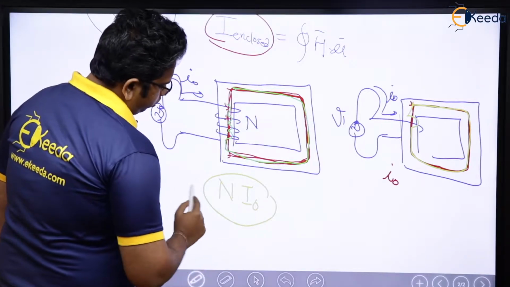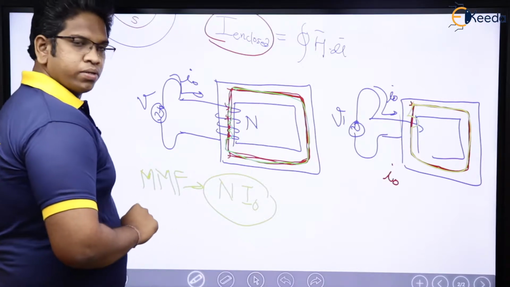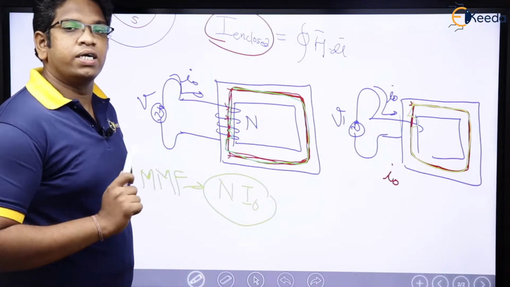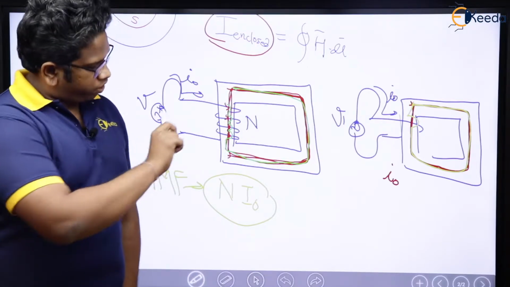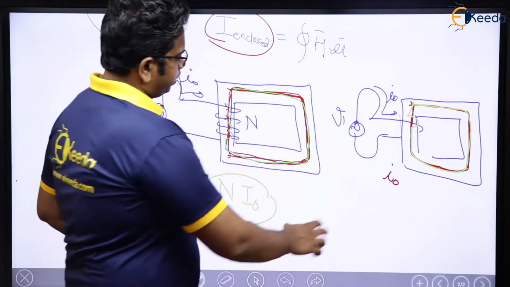So, N times I naught is nothing but MMF only, no? Number of turns into current. So, MMF is nothing but the enclosed current in the closed path. That is the MMF we have understood from the example of the transformer. Let us apply the same there.